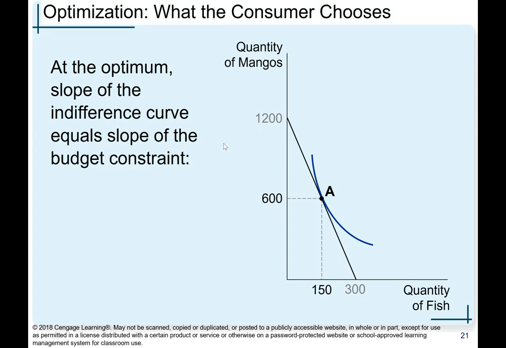What the consumer chooses at the optimum: the slope of the indifference curve equals the slope of the budget constraint. That is the point of tangency. The indifference curve is tangent to the budget constraint. That is the optimum. That is the consumer equilibrium. Point A. The consumer cannot do any better than this given his or her income. And so that point is defined by this algebraic equation: MRS, or the marginal rate of substitution, is equal to the ratio of the price of fish divided by the price of mango.